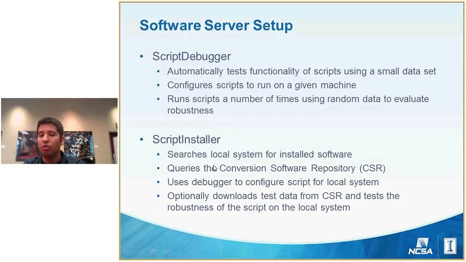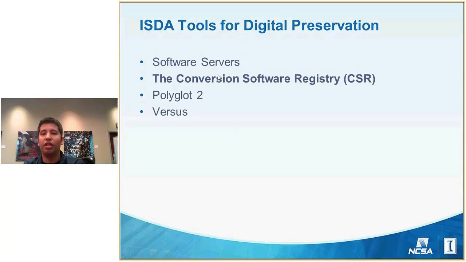So what the script installer would do is search the local machine for all software on it. On Windows, this could be done through the registry, and then it would go to this conversion software registry and query it for all the stuff that matches. Then basically it downloads the scripts that match, and it calls the script debugger to configure it for the local machine and possibly even run tests to make sure it runs properly on that local machine as well. So here's where I take the first tangent and talk briefly about the conversion software registry, which came out of this as well.